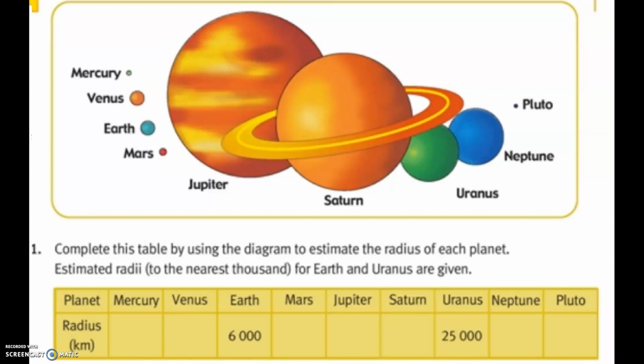So the first thing to do is to realize that you are estimating, and you are looking at the radius size. Do you know what the radius is? If I take a planet like this, it's the distance from the middle to the outside. So on Earth here, from the middle to the outside is 6,000 kilometers.